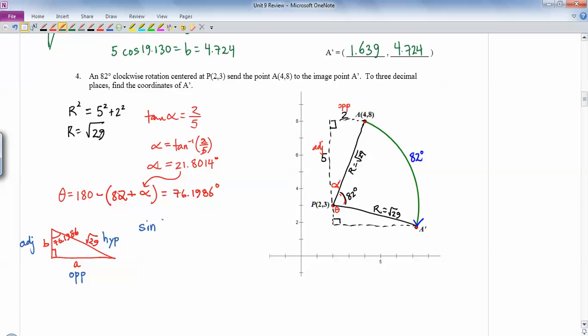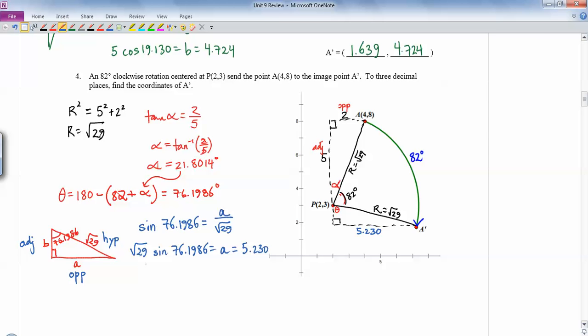So sine of 76.1986 equals the opposite side A over the hypotenuse, root 29. If I multiply the root 29 over, we get A, and that ends up being 5.230. So this part right here is 5.230.